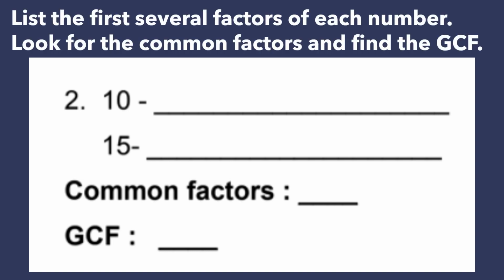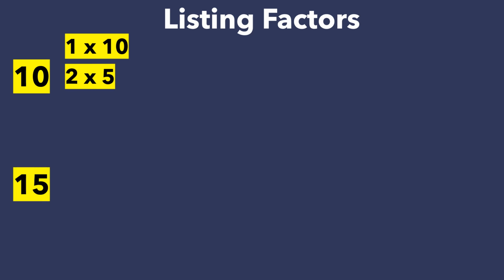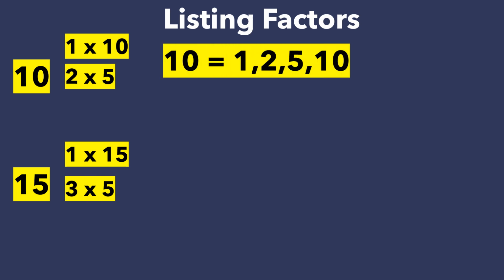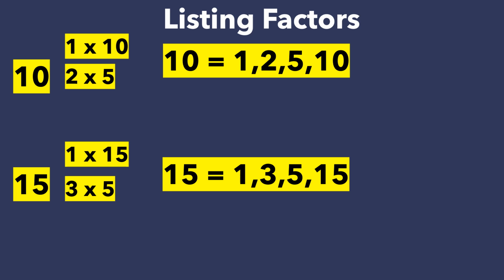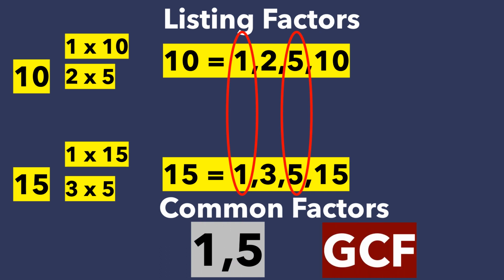Next number, number 2, 10 and 15. By listing factors, we have 1 times 10, 2 times 5. For 15, 1 times 15, 3 times 5. Listing the factors of 10: 1, 2, 5, and 10. Listing the factors of 15: 1, 3, 5, and 15. By getting the common factors, we have 1 and 5. So the greatest common factor here is 5.